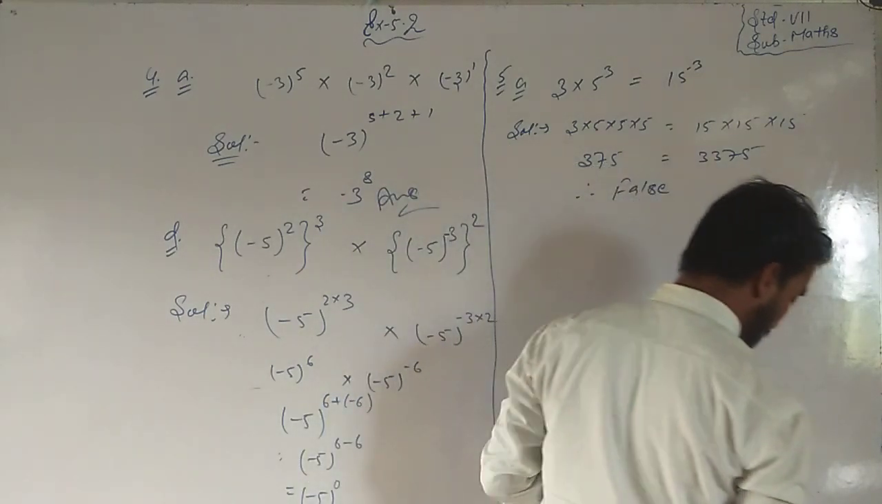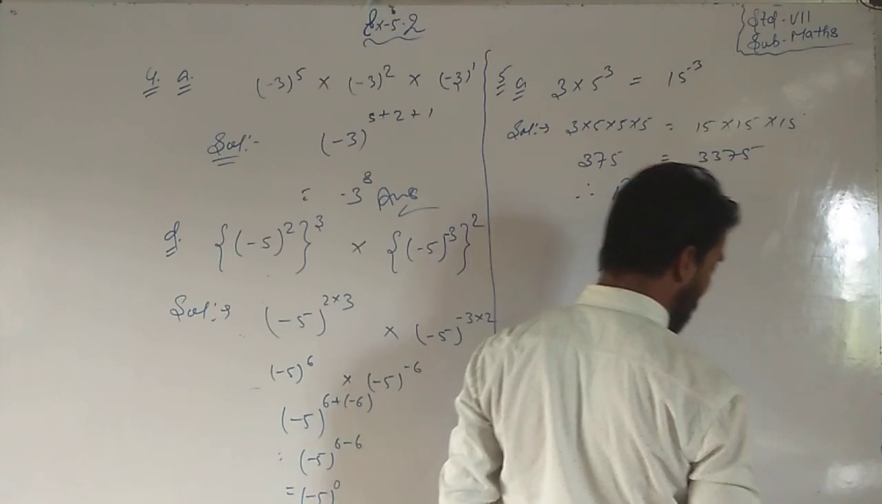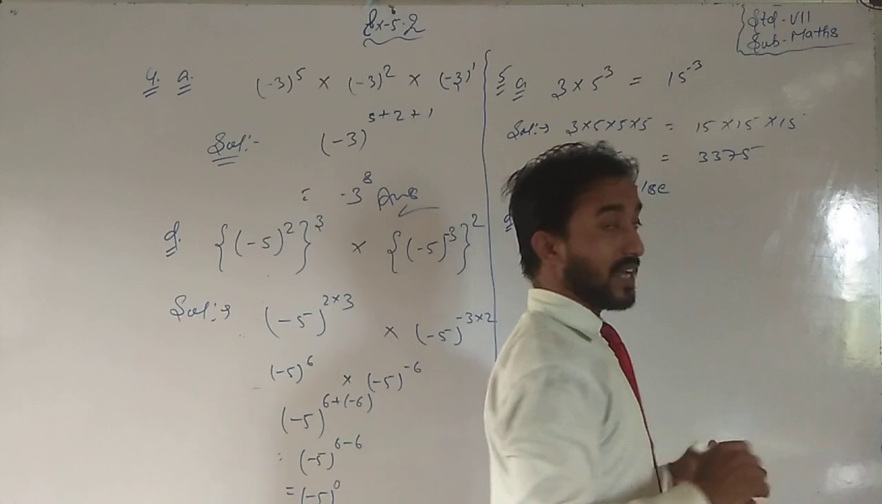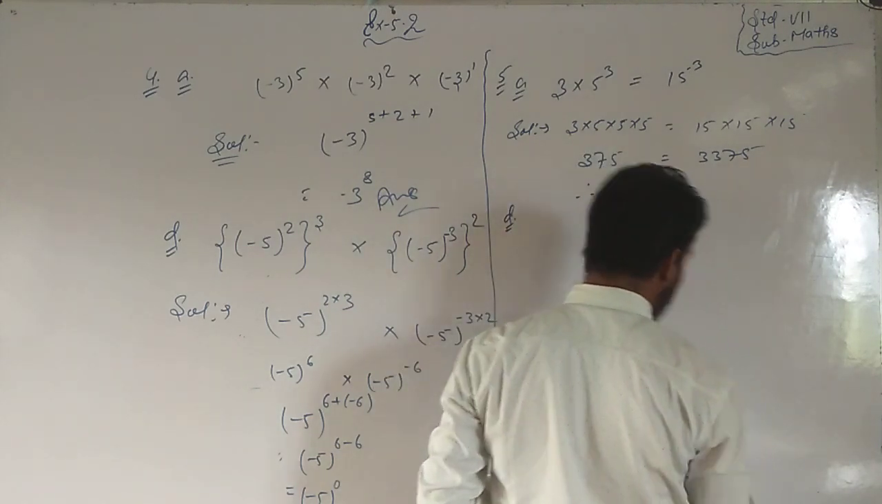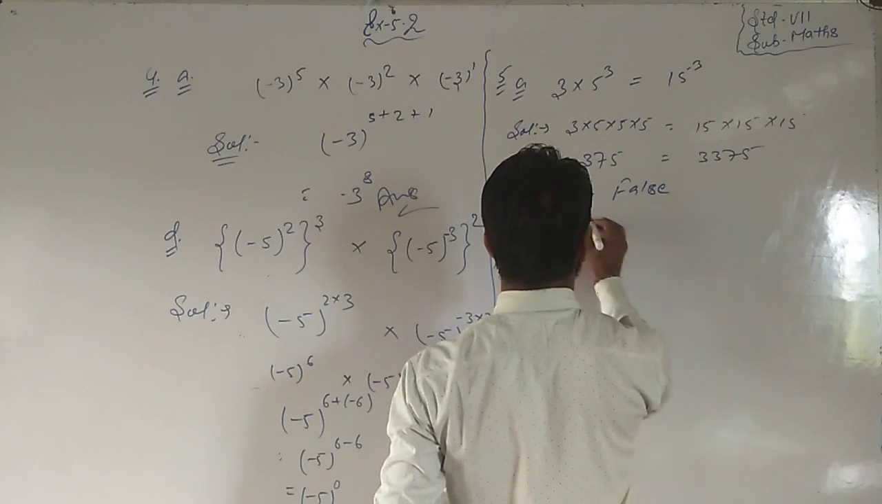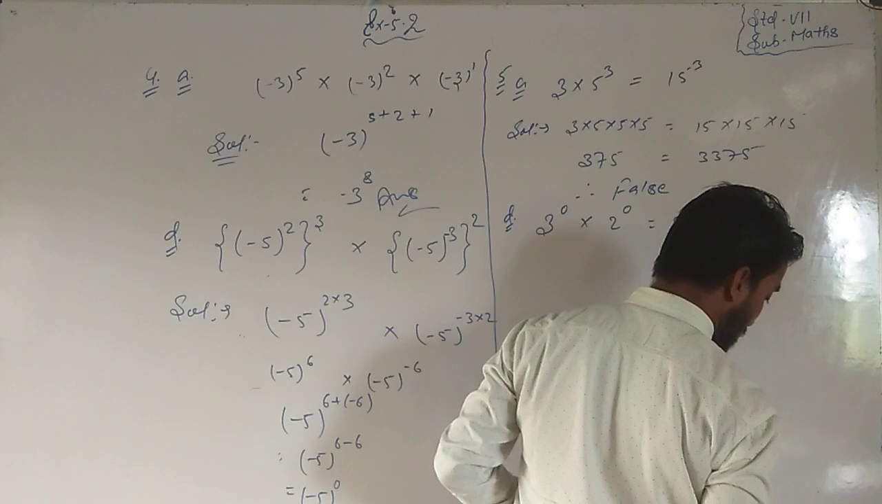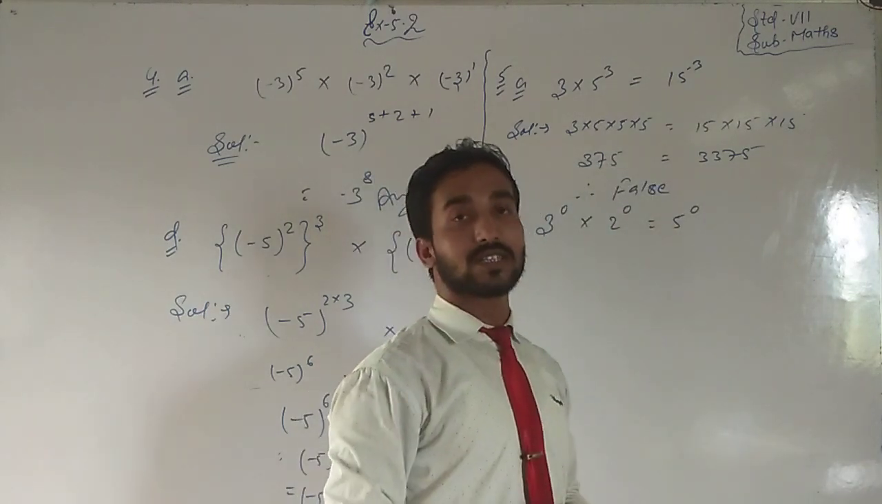On the basis of the same process, you can recognize the next questions. Now I am doing 5D; B and C are your turn to do. So 5D: 3 to the power 0 into 2 to the power 0 is equal to 5 to the power 0. Students, I think you must have studied about the zero exponent.